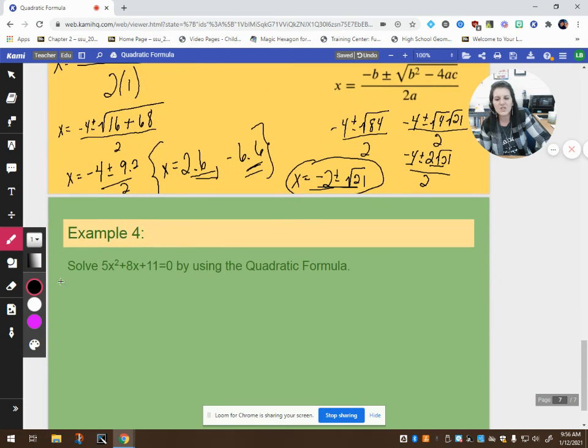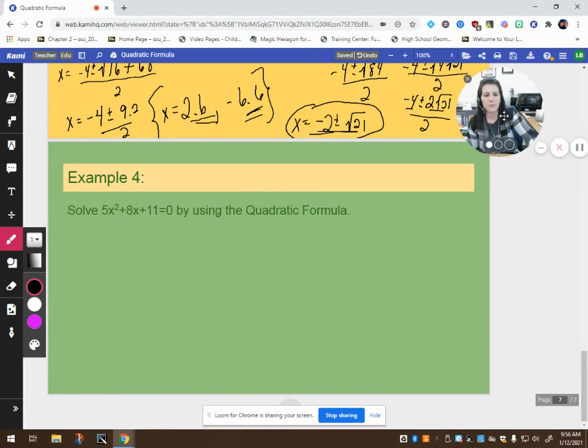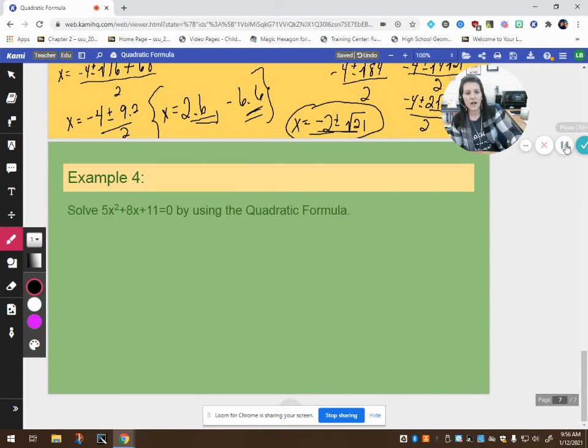So I would like for you to solve this, and I would like for you to give me an exact solution, and I would like for you to round it to the nearest tenth. Both. I want both the exact, and then I want it rounded to the nearest tenth. I'm going to pause the video for the sake of time, and I'm going to work it out. You're going to pause your video, and you're going to work it out, and then we're going to reconvene.